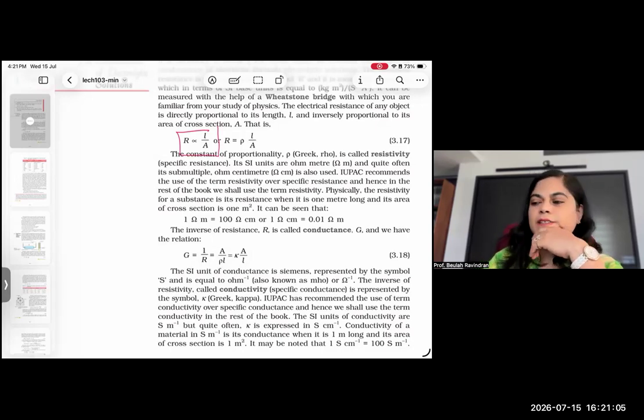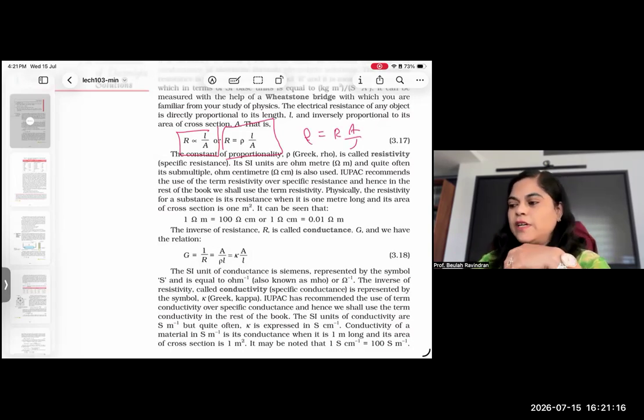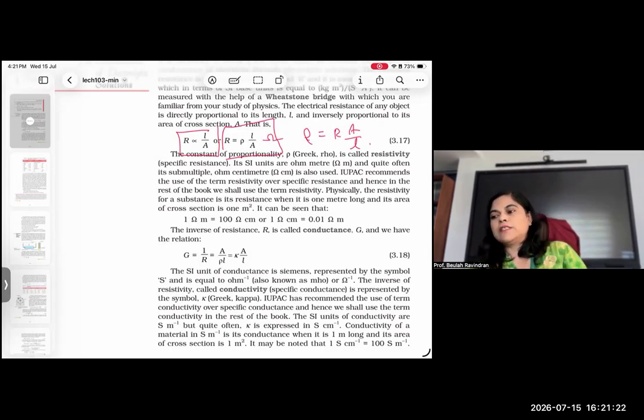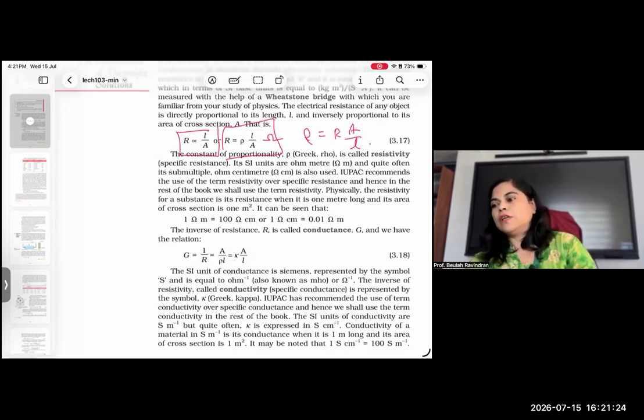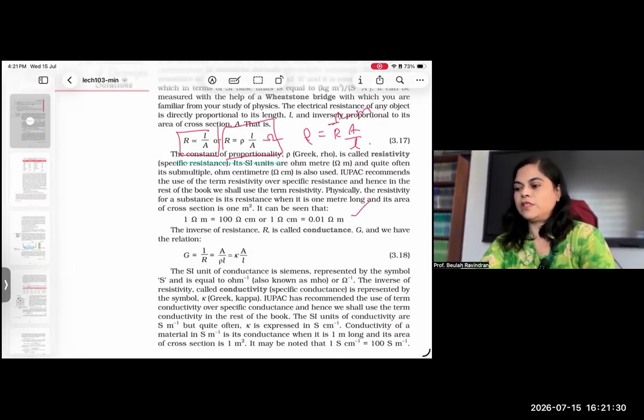For any conductor, resistance is equal to rho into L by A, where rho is the resistivity. So rho can also be written as rho is equal to R into A by L. So you know what resistance and resistivity are. Resistance is in ohms, and resistivity is in ohm meter, right? That is the unit for all these things. It can be in centimeter also.